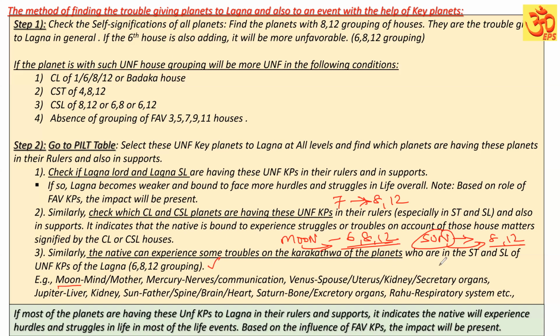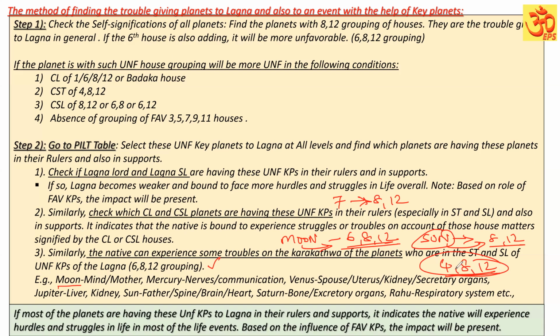Along with that, suppose instead of 6, 8, 12, the unfavorable key planets signify 4, 8, 12. Why am I talking about 4, 8, 12? 4, 8, 12 indicates obstacles, and also some sort of defects. 4, 8, 12 is the karma trikon. It is not indicating any activity. It is indicating lack, some hurdles or some sort of problem in the regular functions of the body. Some defects also we can say.